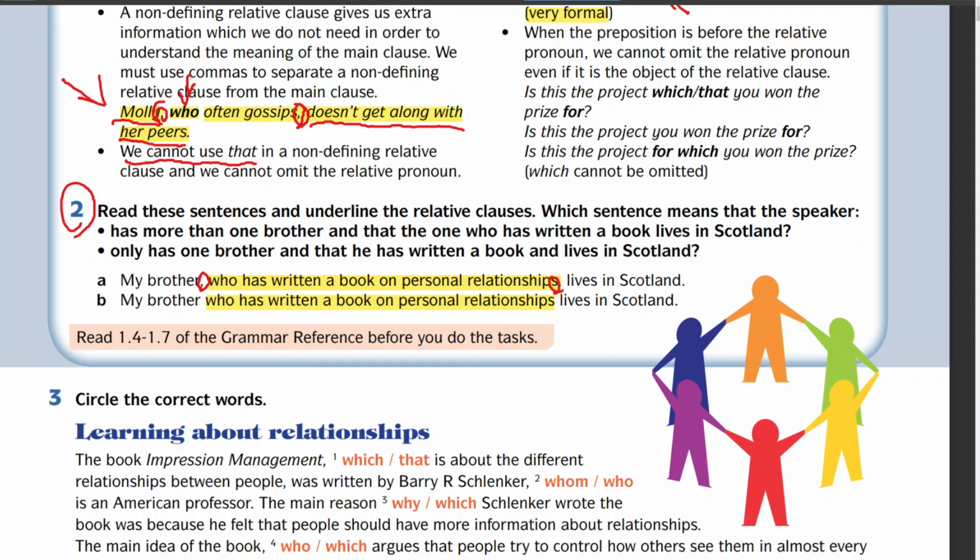So this one, A, shows that the speaker has only one brother, abang saya. And then this is additional information about his brother, who has written a book on personal relationships, lives in Scotland. Whereas this one, my brother who has written a book, abang saya, abang yang mana? Abang yang tulis buku. Because when we ask which brother, it means he has many brothers. So specifically his brother who wrote the book.